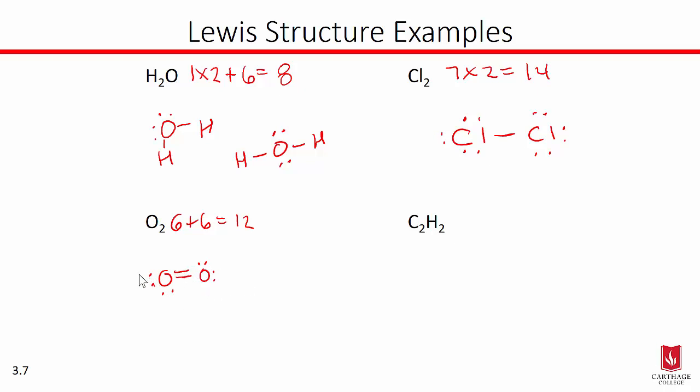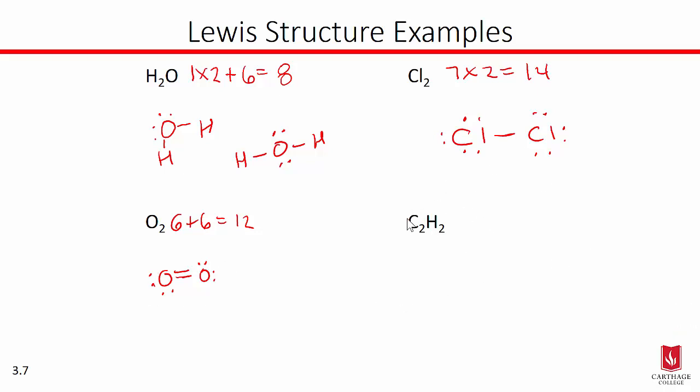Now let's check the octet rule. 2, 4, 6, 8 around the left. That's good. 2, 4, 6, 8, eight electrons around the oxygen atom on the right, so that's good. Remember, each of these lines between the atoms counts as a pair of electrons. It counts as 2 electrons. So this is our Lewis structure for an oxygen molecule.